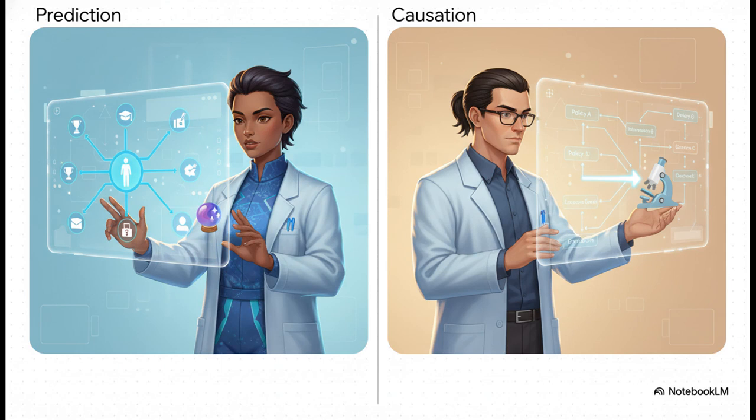Okay, so at the very heart of all of this is this one crucial split. On one side, you have prediction. That's all about forecasting what's going to happen, asking what's the chance this person will re-offend. But on the other side, you have causation. That's about understanding why. Did our new program actually cause the drop in reoffenses? They sound pretty similar, right? But believe me, getting from one to the other is the entire game.